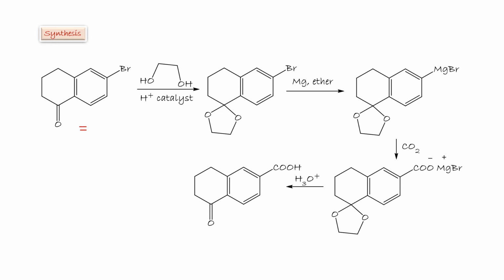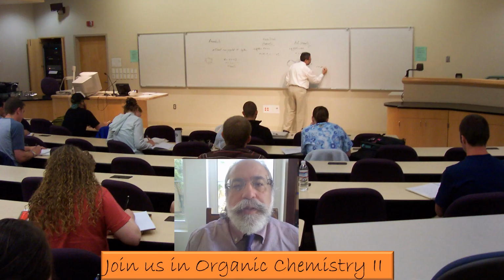Reacting with ethylene glycol in the presence of an acid catalyst forms the acetal. Take the bromo compound, react it with magnesium in ether, and form the Grignard. With CO2, you form the salt. Hydrolysis of the salt and breaking up the acetal, hydrolysis using acidified water, furnishes the target molecule. See you next lecture.